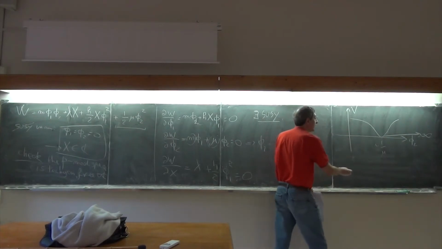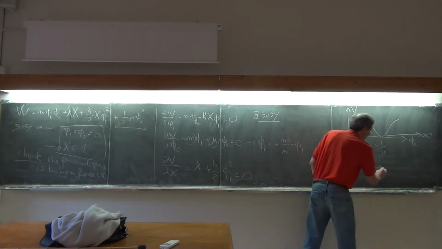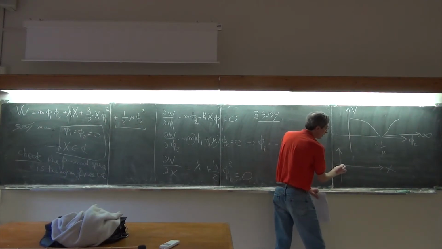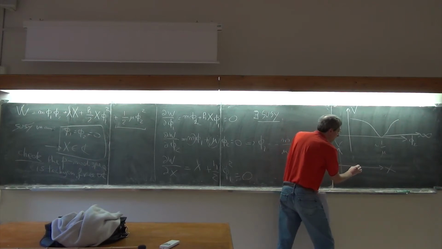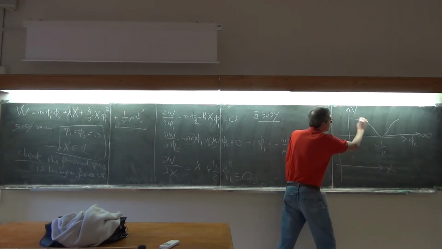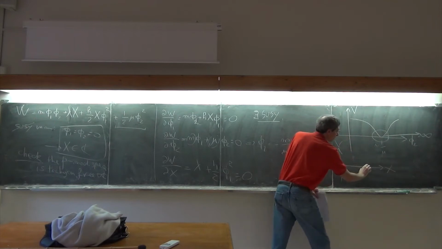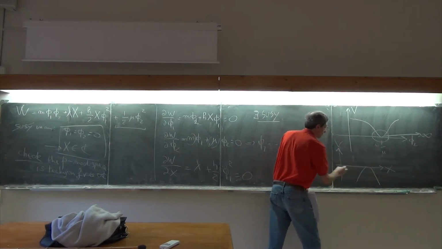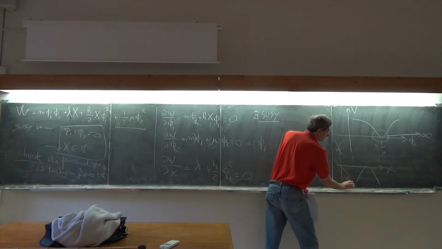So what you expect is that now if this is x, your pseudo-modulus, and this is v, you expect that if you now push x too large, you get into the basin of attraction of this vacuum, and the theory becomes tachyonic, and your potential becomes like this. So these are phi. Okay.